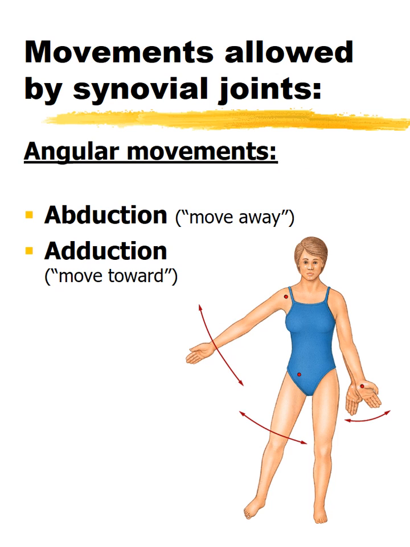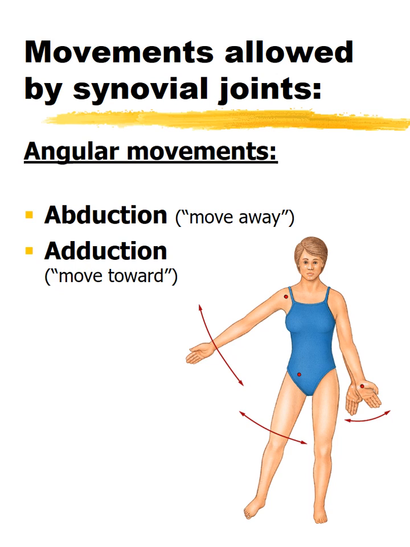Angular movements are also movements allowed by synovial joints, and there are several types of angular movements. Basically, they either increase or decrease the angle between two bones. So with abduction, this means to move away, and so it's a lateral movement of a body part away from the body midline. Adduction, on the other hand, is to move toward, and is the medial movement of a body part toward the midline of the body.